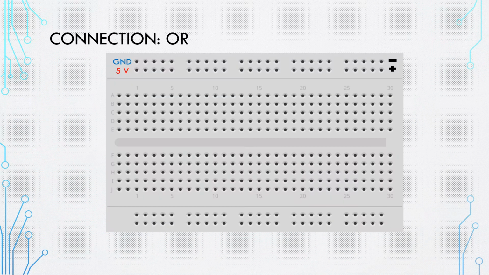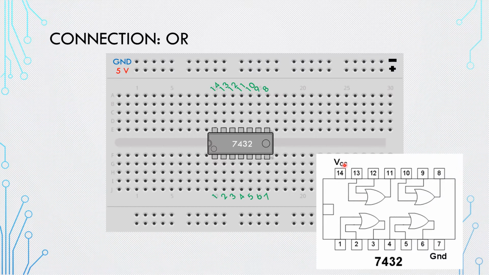So let's connect it. Bring the IC in between. Notice the notch. Number the IC's legs in order to know where you're gonna connect your positive and ground and input and output. So to make sure that you're doing it right, bring the data sheet. So 14 should be connected to 5, and 7 should be connected to ground or GND, the negative.